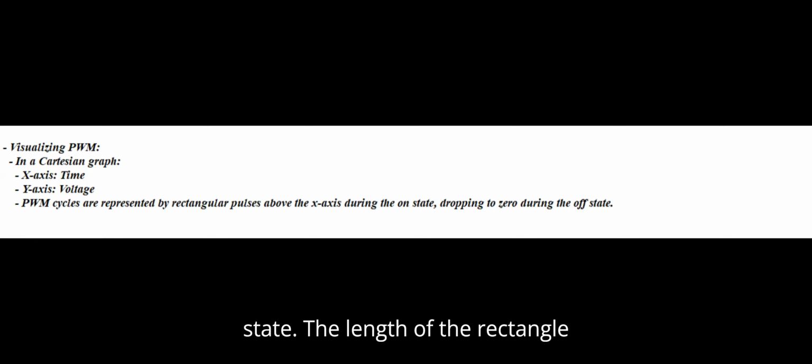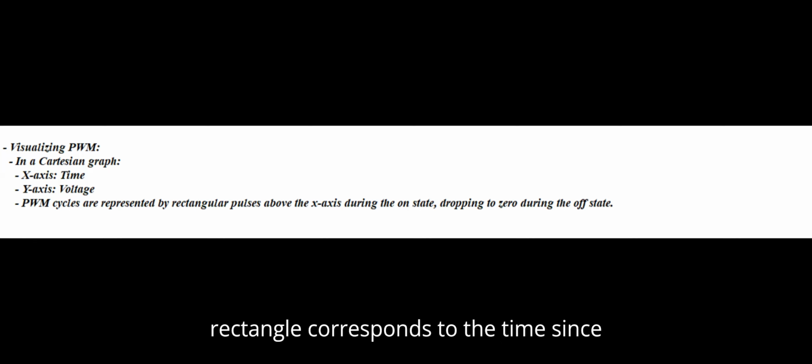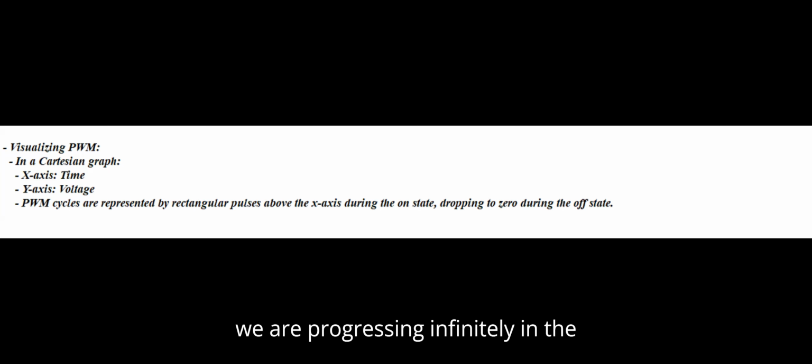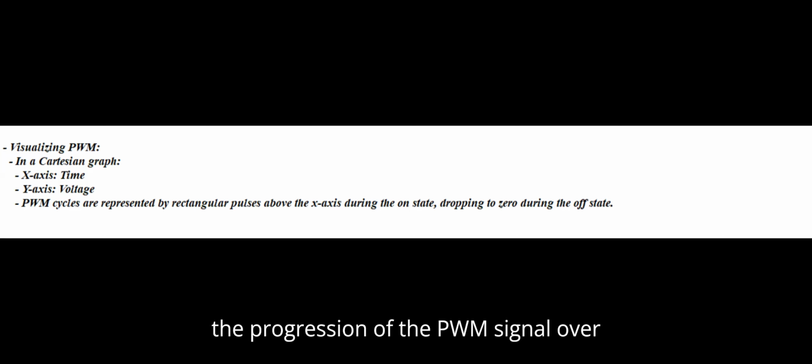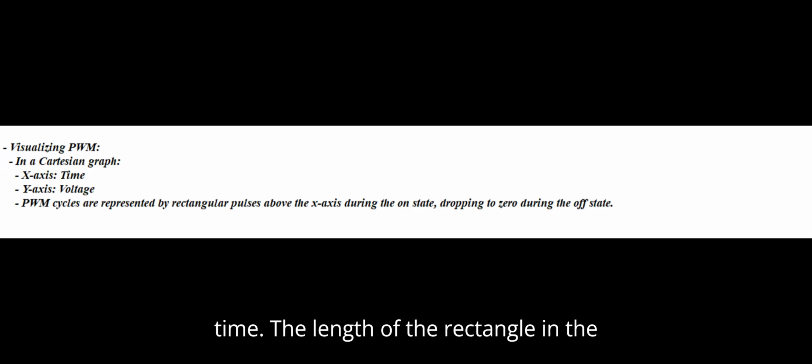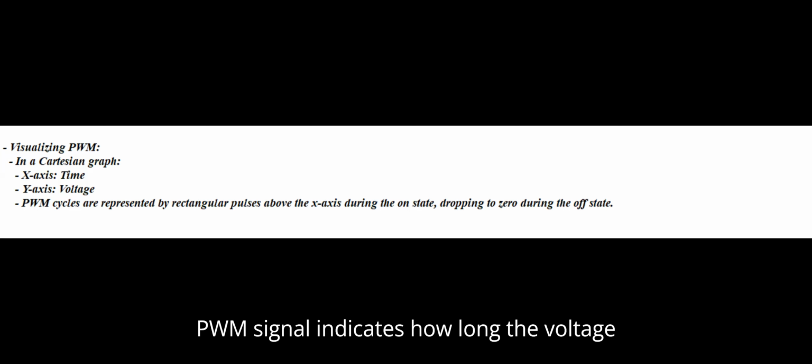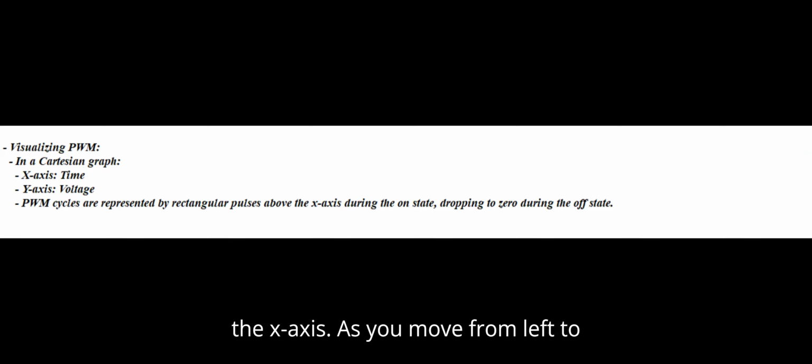The length of the rectangle represents time, as we're looking at the x-axis, which is time. Moving in a certain direction, the length of the rectangle corresponds to the time, since we are progressing infinitely in the positive direction. On the Cartesian coordinate graph, as you move positively along the x-axis, you effectively track the progression of the PWM signal over time. The length of the rectangle in the PWM signal indicates how long the voltage remains at its maximum during the on state, and this length is measured along the x-axis.